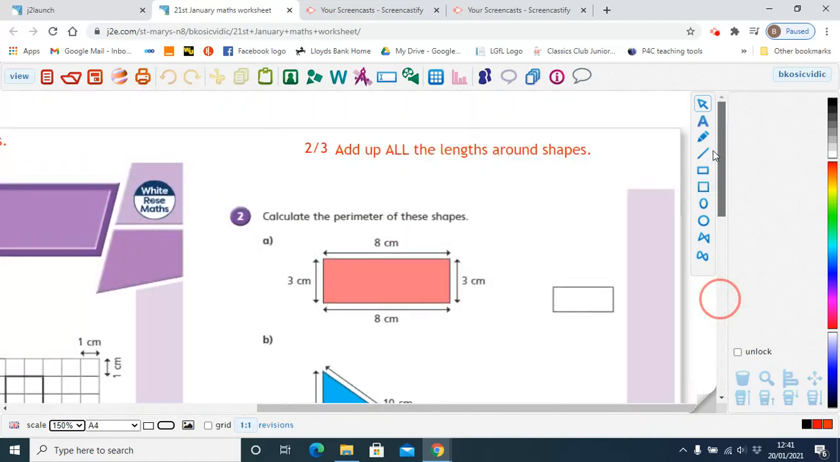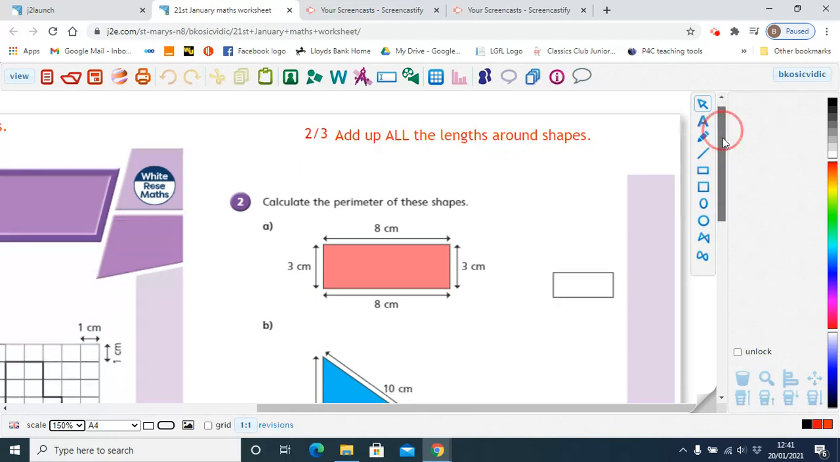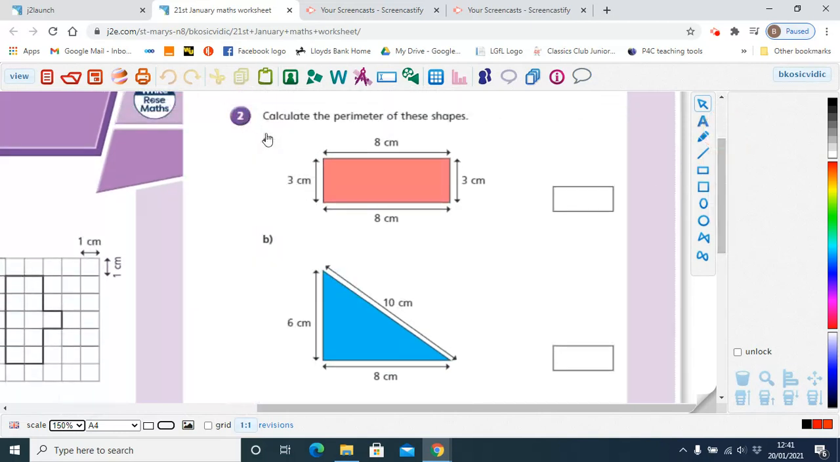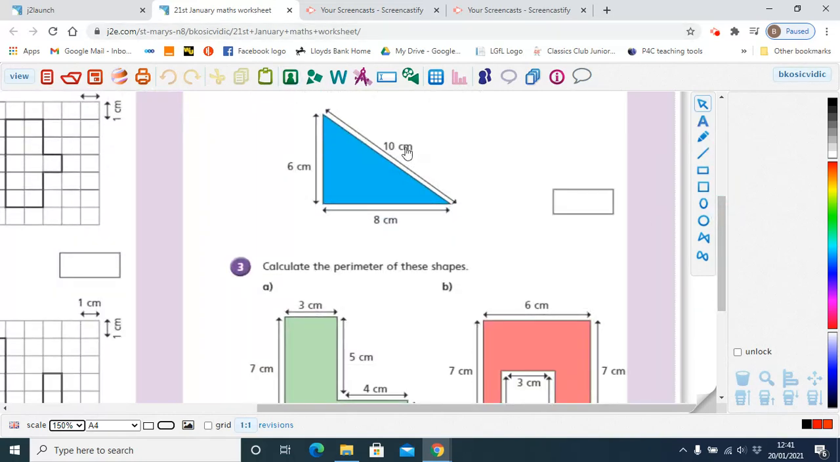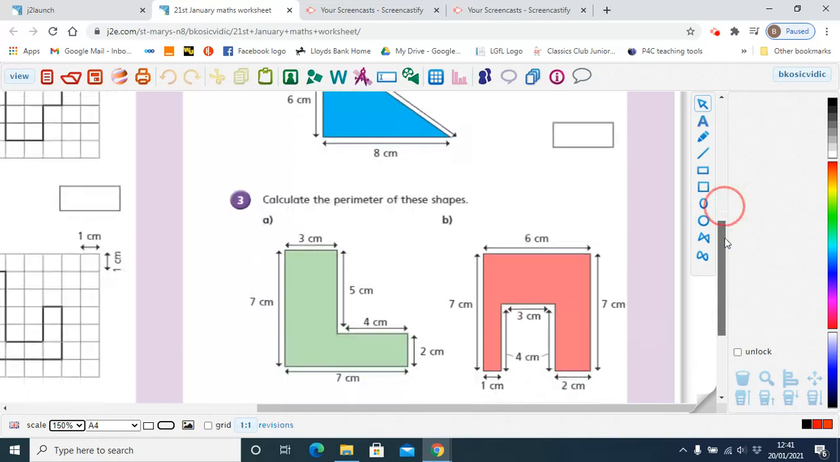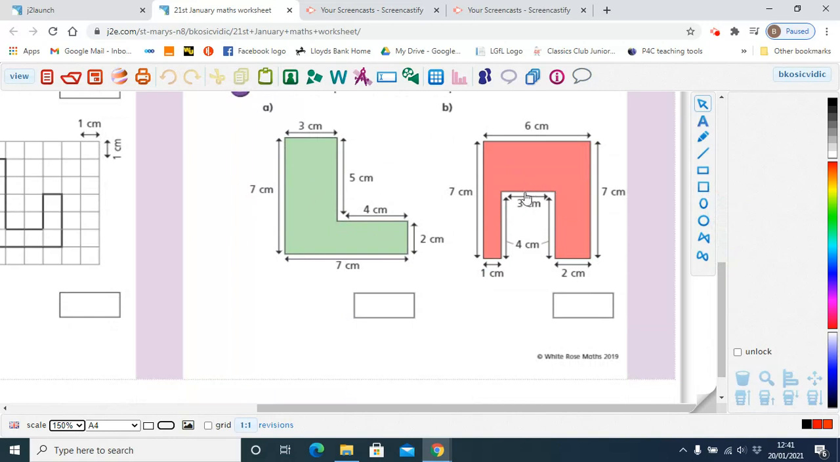In questions 2 and 3, as you have noticed, there is a little instruction on the top. It tells you that you should add up all the lengths around the shapes. That means, if you look at question number 2a, you have to add up all the lengths that you have got here. So you would say 8 plus 3 plus 8 plus 3. The same would happen in question B. You would add up all 3 sides, 10 plus 8 plus 6. Then the same would happen in these last 2 shapes as well, and you will write your answer in the box provided.